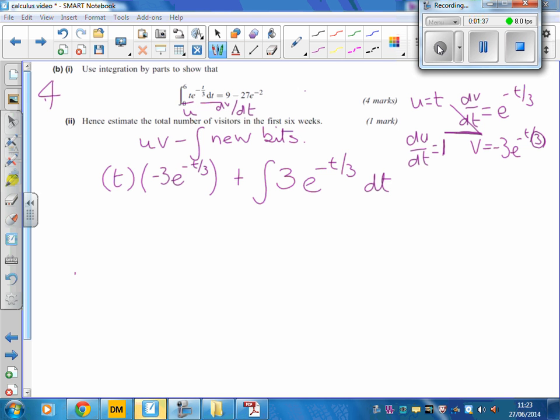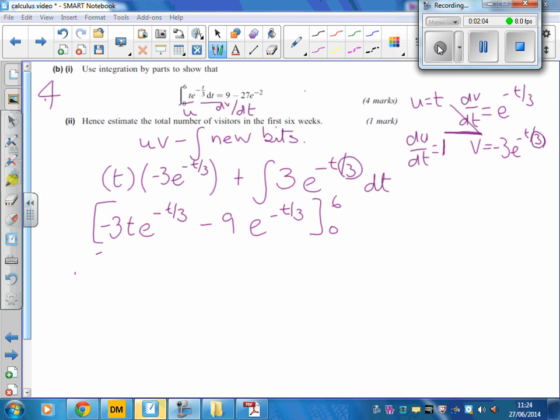Right, so I now need to integrate again, so I'm tidying that up, so minus 3t e to the minus t over 3. Integrating this again gives me minus 9 e to the minus t over 3. Again, the third flips to give me 9 in front, and the minus drops down with it. I now need to put in the limits, so I'll put square brackets and limits.